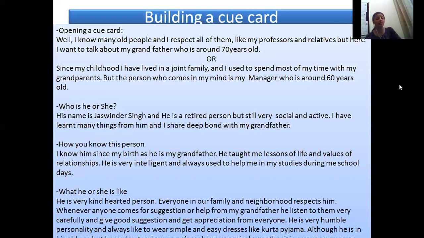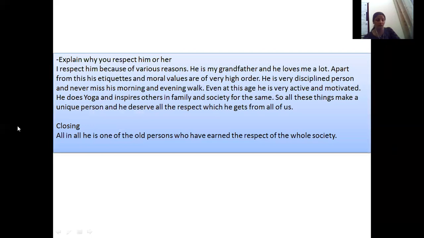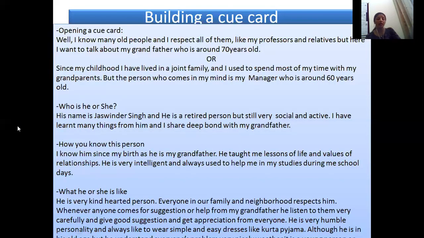Now they have asked us what he or she is like, right? What kind of personality he is like? He is a very kind-hearted person. Everyone in our family and neighborhood respects him a lot. My grandfather listens to them very carefully and gives good suggestions to them and gets appreciation from everyone for the suggestions. He is very humble. He is a very humble personality and always likes to wear simple and easy dresses like kurta pajama, right?